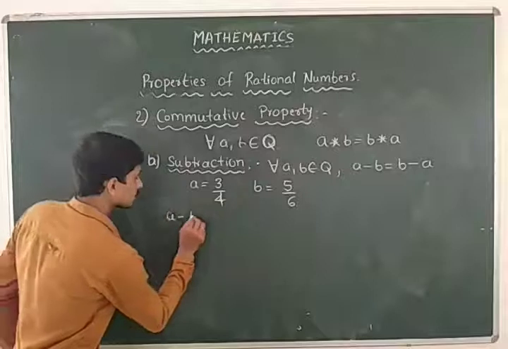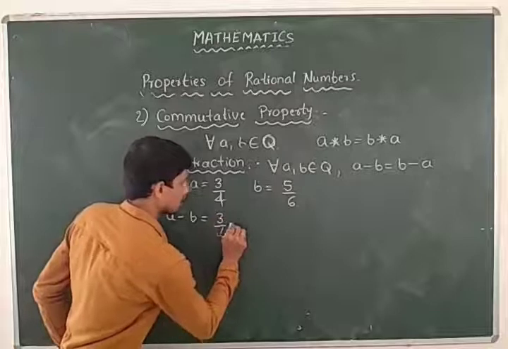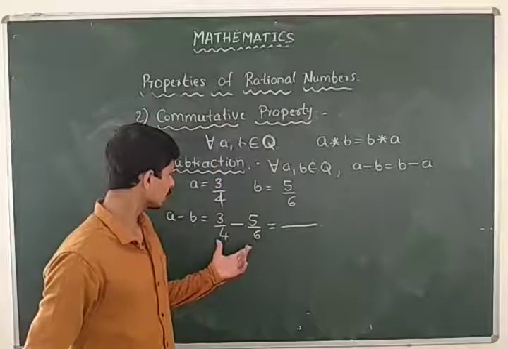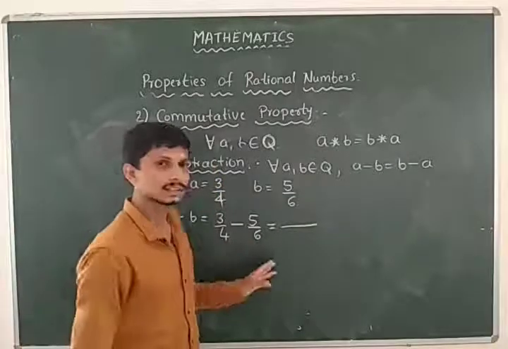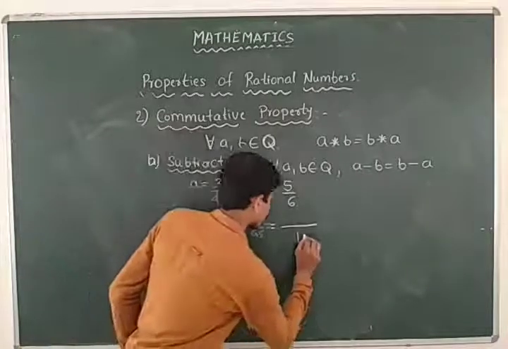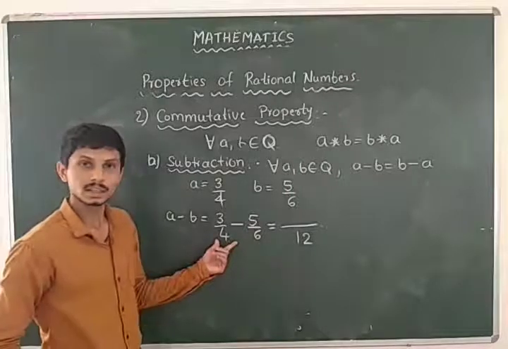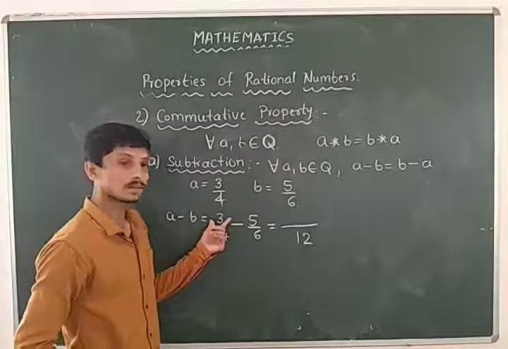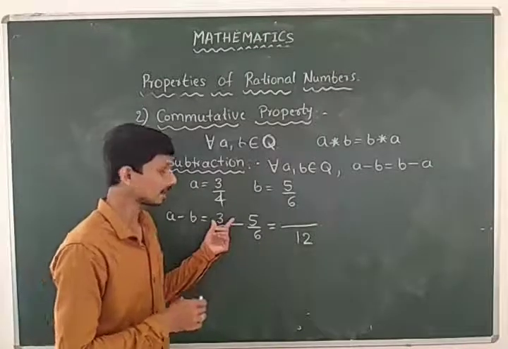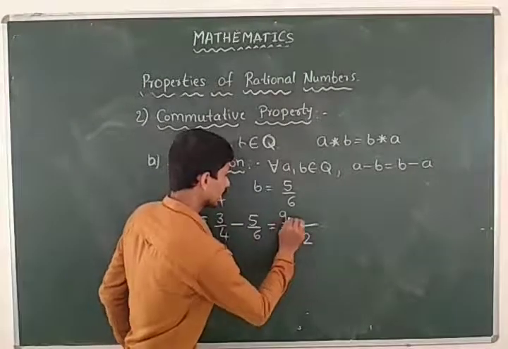So firstly we have to take a minus b. So 3 by 4 minus 5 by 6. Firstly we have to take the LCM of 6 and 4. What is the LCM of 6 and 4? It's 12. So for getting 12 we have to multiply with 3 in the denominator, and likewise we have to multiply with 3 in the numerator. So 3 into 3, 9.